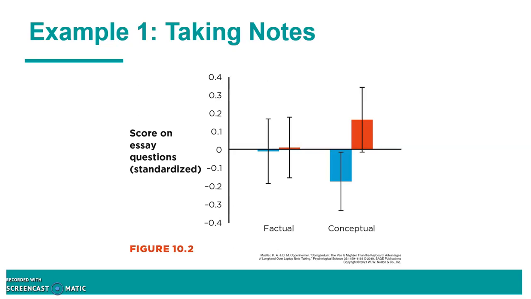There were two groups of students. They were assigned to either a laptop group or a notebook group, and they took notes on one or the other while they watched a TED Talk, and afterwards they were given a test to measure their knowledge, how well they remembered the talks, and the paper and pen group scored significantly higher on conceptual knowledge.